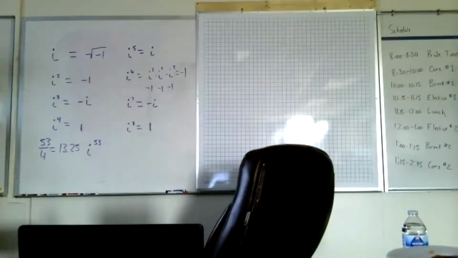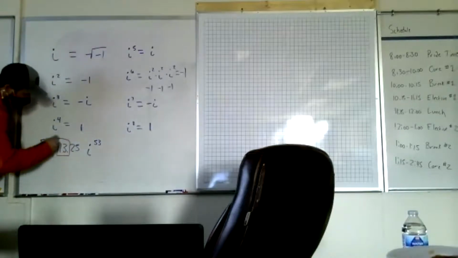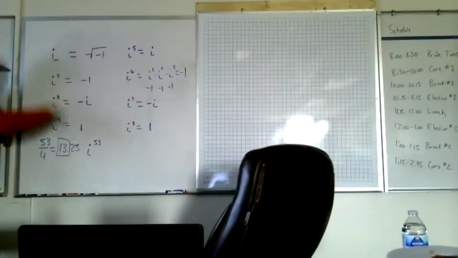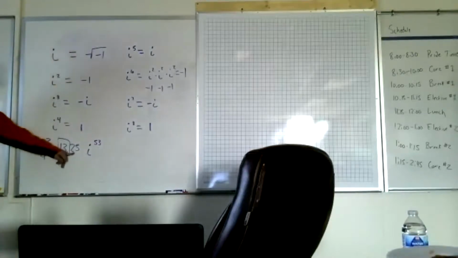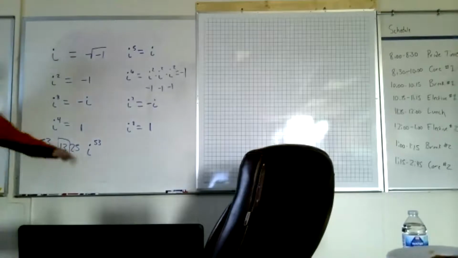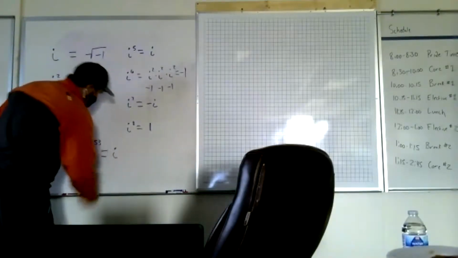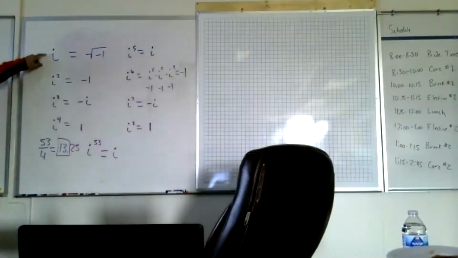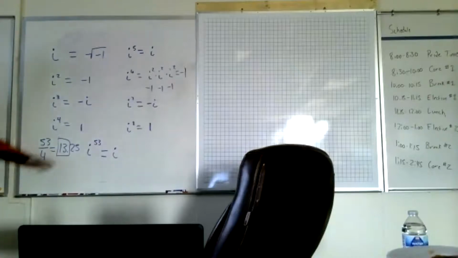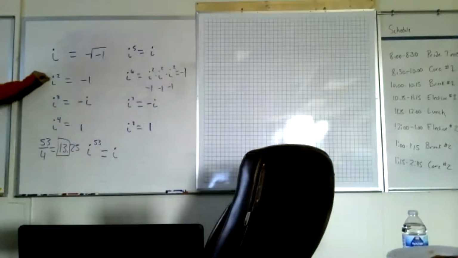Okay, what this means is that it's completed this whole cycle 13 times, right? And then the 0.25 means that we're on the first part of the cycle. So i to the 53rd power is just going to be i, because that's the first portion of the cycle, how it repeats itself. If you divide it and you get a 0.5, that means you're at the second stage of the cycle.